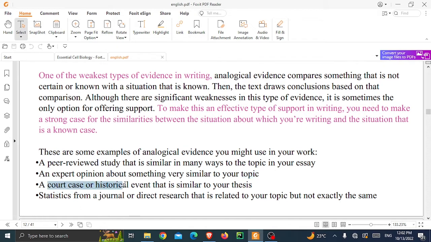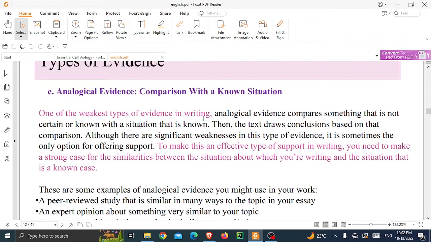A court case or historical evidence that is very similar, of course, and statistics from a journal or a direct research that is also very similar to, related to your topic, but it's not exactly the same. It's something just to add some flavor to your topic. So be careful about using analogical evidence.